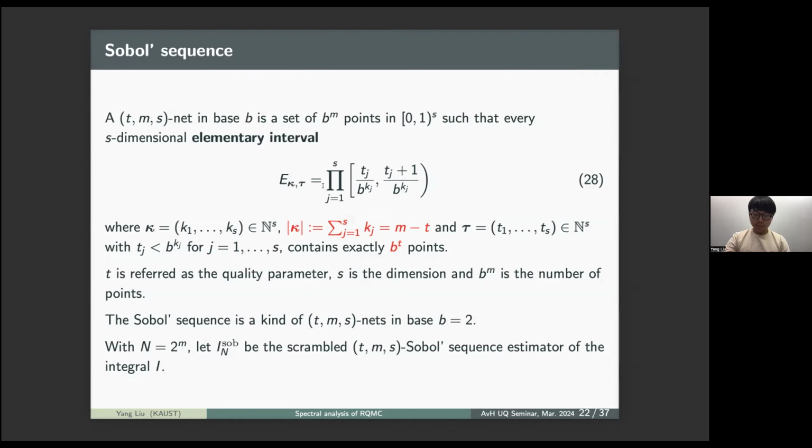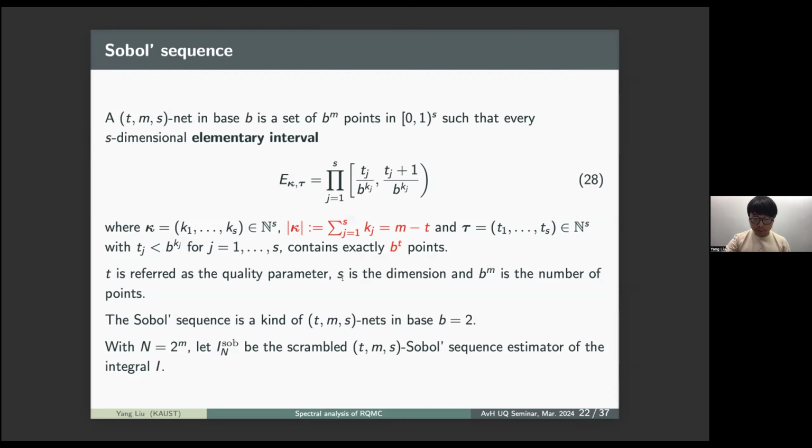It's a tensor product from j equals 1 to s. And here in the denominator you always have b to the kj, and we have the constraint that the summation of these kj's equals m minus t, and these t's range from 0 to b to the kj minus 1. So you partition this unit hypercube into these elementary intervals, with each elementary interval of volume b to the t minus m.